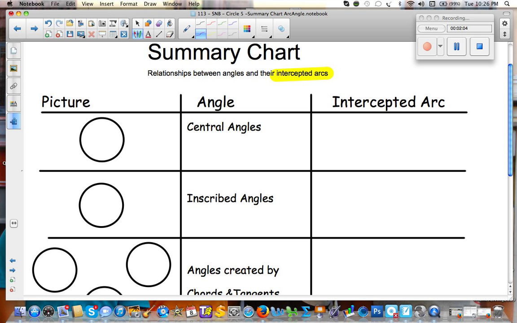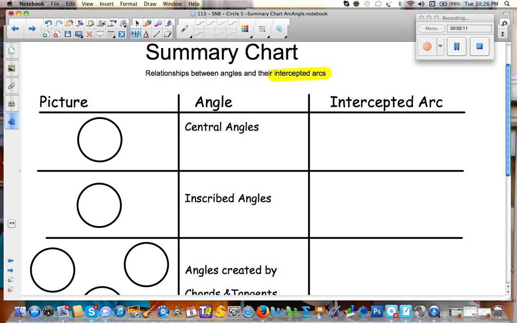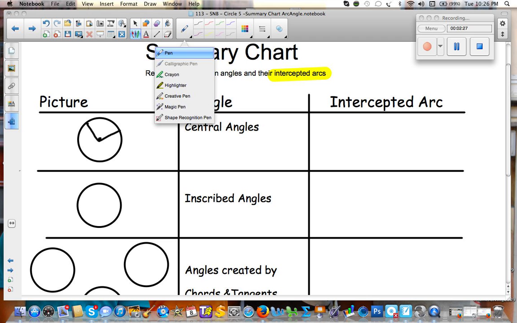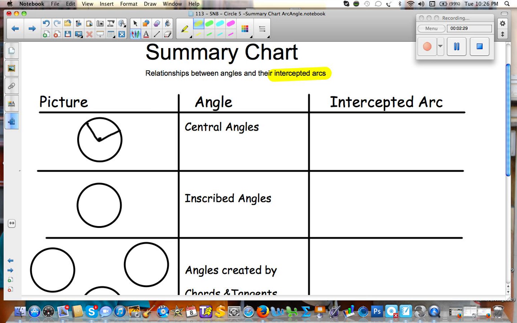First we're going to start with the central angle, and in order to have a central angle, we have to know where the center of the circle is. A central angle is an angle whose vertex is at the center of the circle. So there we have that. And I'm going to highlight the intercepted arc, which is the arc that is between the two rays or the two segments that form that particular angle.